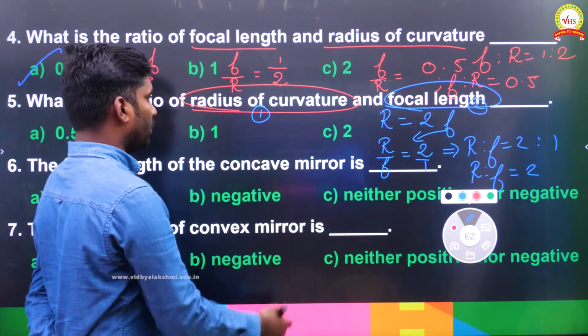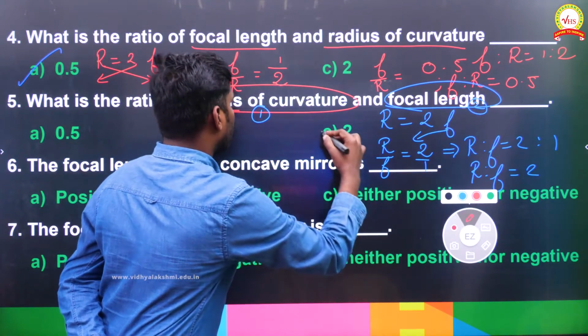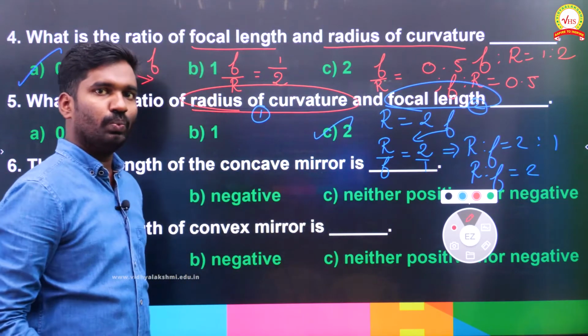So based upon the options, what will be our answer? Our answer will be option number C, that is 2. Next question.